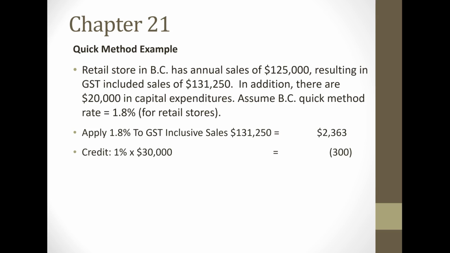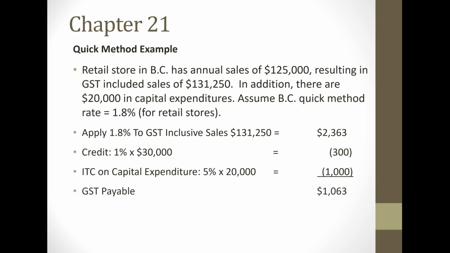Now, in addition to that, they get to claim ITCs on capital expenditure separately. So the 5% they paid on the $20,000 of capital expenditure, we're assuming it's used 100% in the business, they get to claim that separately, which is $1,000. So the amount they're going to remit to the government is going to be $1,063. So that's an example of the quick method, a lot easier than having to track all your input tax credits.